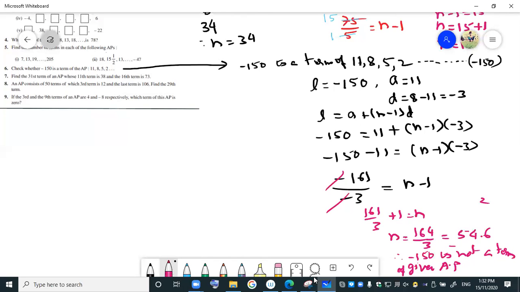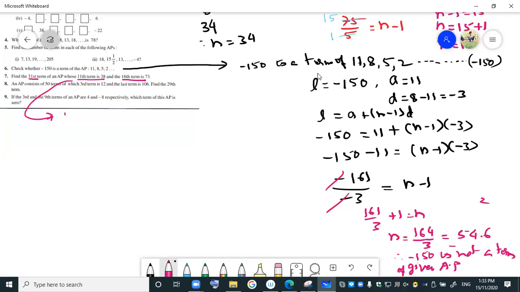Sometimes we are given the 31st term. Find the 31st term whose 11th term is given and 16th term is given. It is just like what we have done with two equations. We can make the two equations. No problem. If you have done it another way, Hamza, you can send it to me, I will see whether it is correct or not. If you have done it by the same method, it will be correct. Just send it to me on WhatsApp and I will check whether you have done the correct method or not.